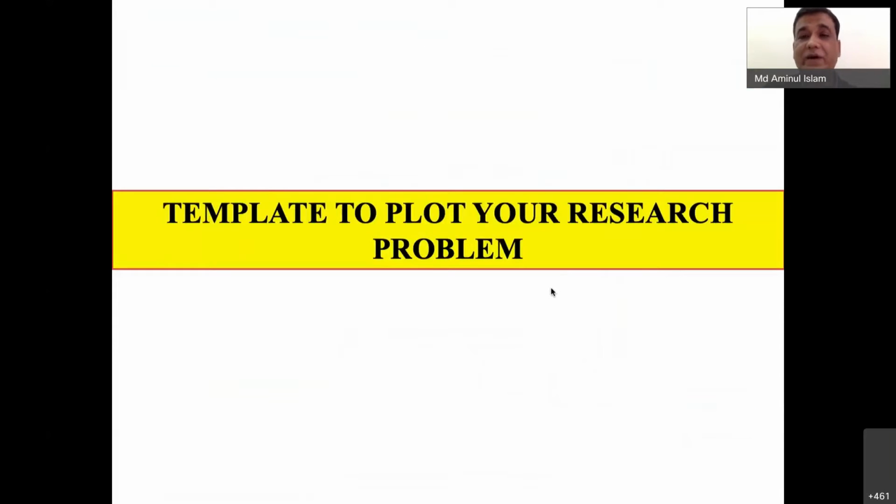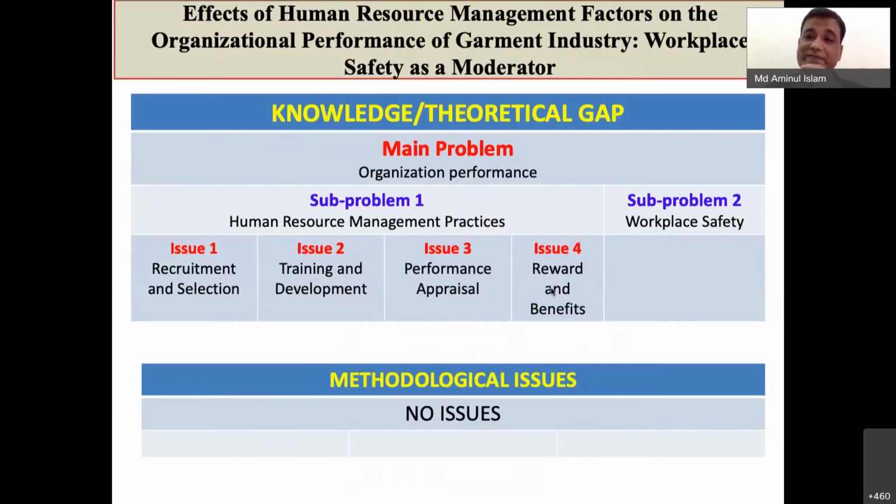This is something that I have come up with and proposed to the world. Many people have appreciated it. This is a template that I'm proposing. You can actually plot issues into a template to highlight the research problem that you have identified. So, for example, this student is doing a study. I put the title at the top: Effects of human resource management factors on organizational performance of garments industry, workplace safety as a moderator. So his main problem is organizational performance. That's a dependent variable. His first issue is recruitment and selection, second issue training and development, third issue performance appraisal, and it goes on. Reward and benefits is the fourth issue.